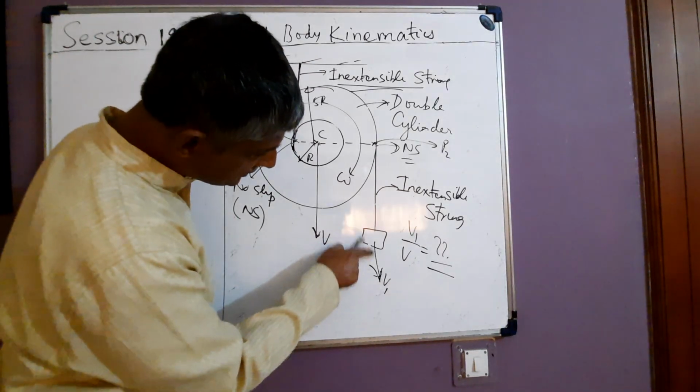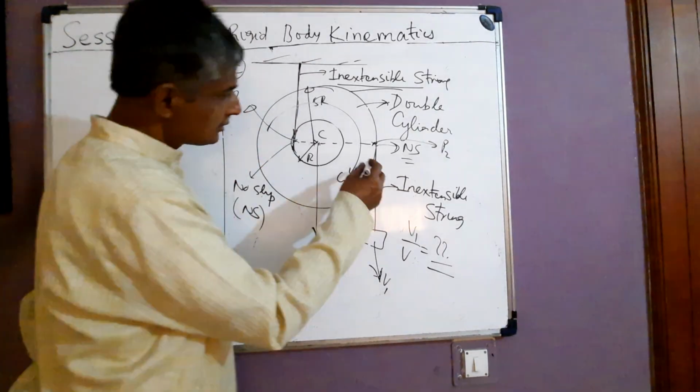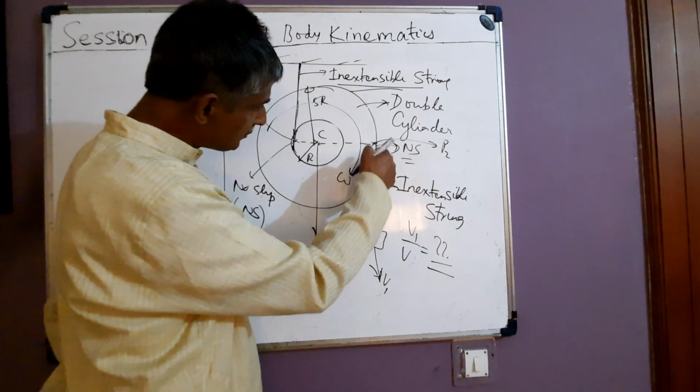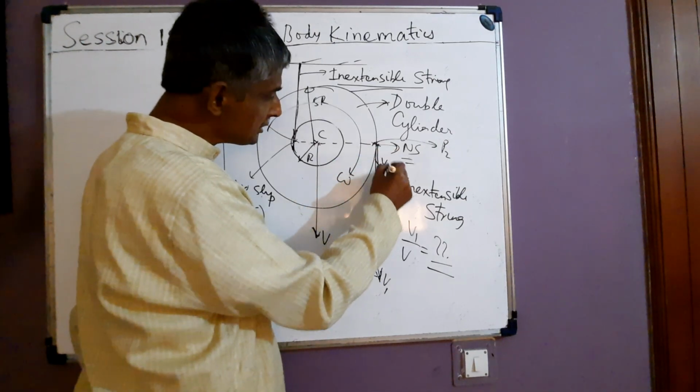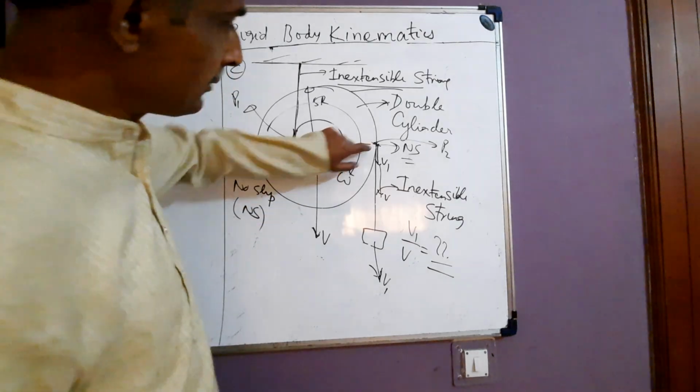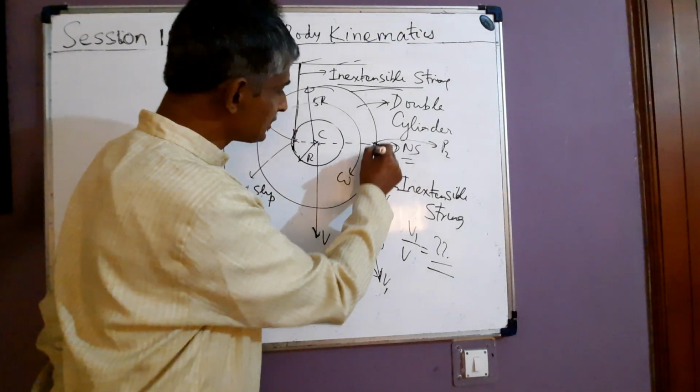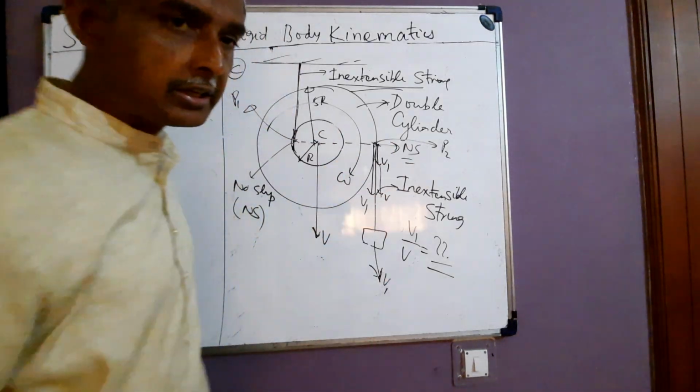See, the block is moving at a speed V1. This string is inextensible. All points of the string are moving at a speed V1. So this point of string is also moving downward at a speed V1. Here it is no slip. So this point P2 of the outer cylinder will also have a speed V1 in downward direction.